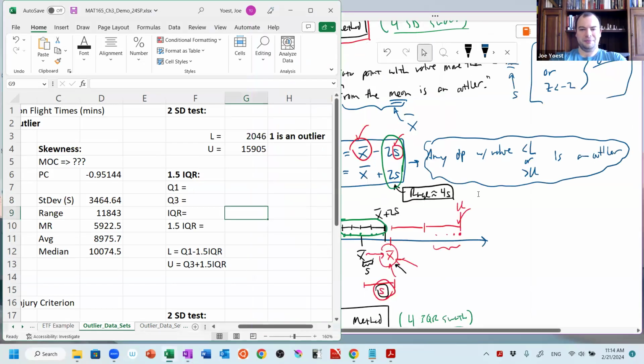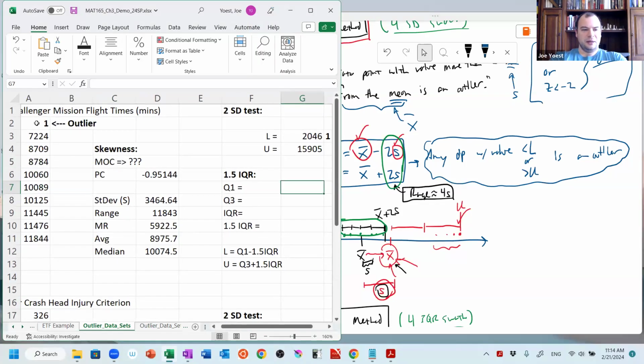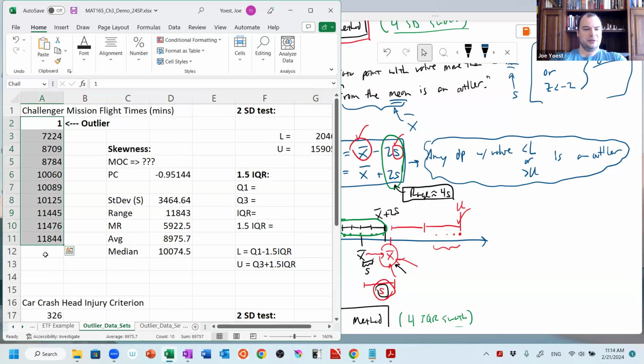So we're not going to use Excel's built-in function here. But what we're going to do is find the number of data points. We see there are 10 data points here. I could have just counted them, but if I needed to, I could use the count function.